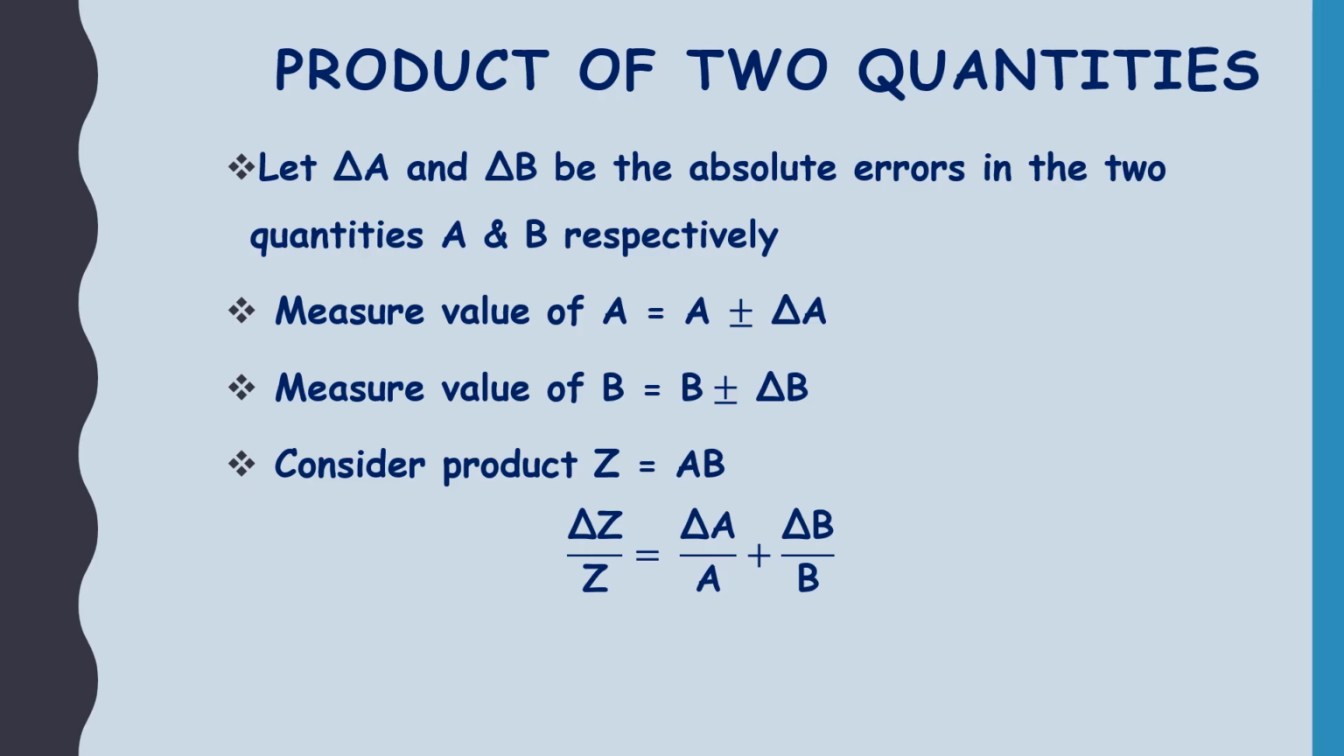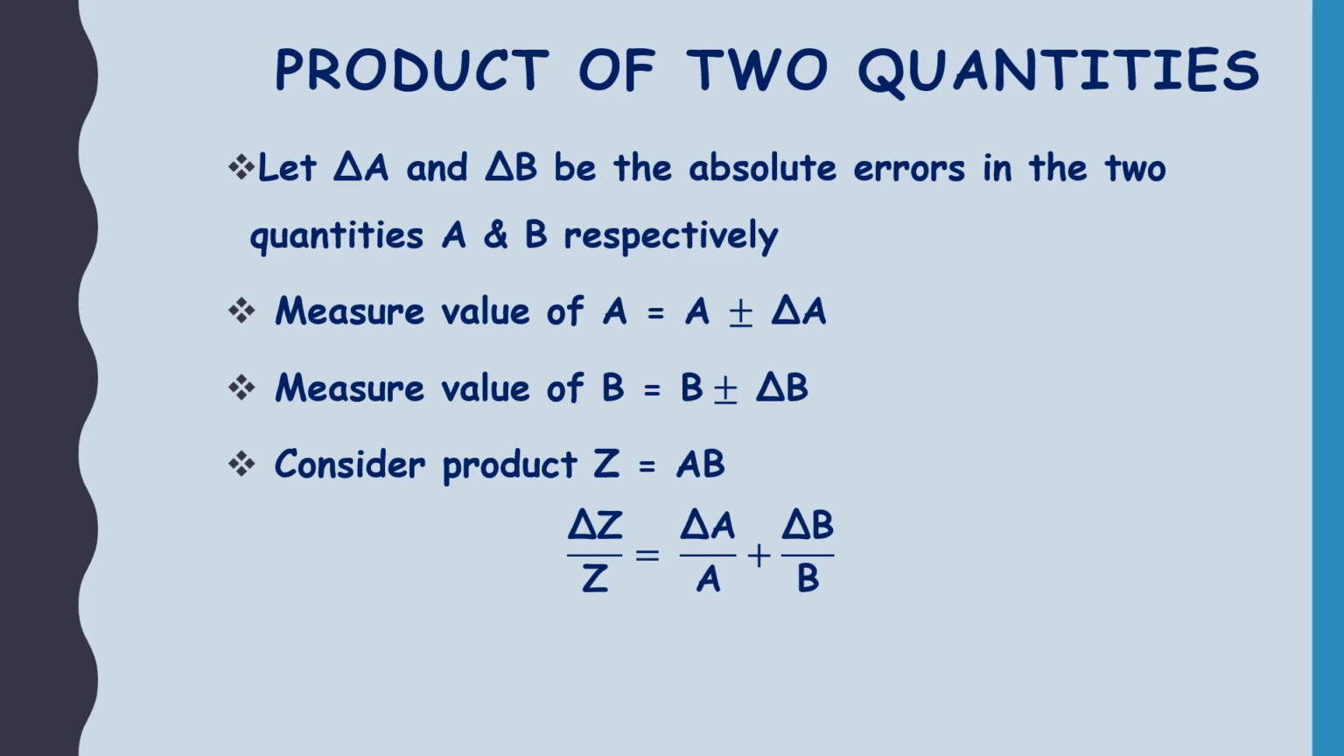Why is this so? Because suppose you have delta A equal to 0.1 and delta B also 0.1, then the product is 0.001. So you can neglect that as compared to the delta A value.